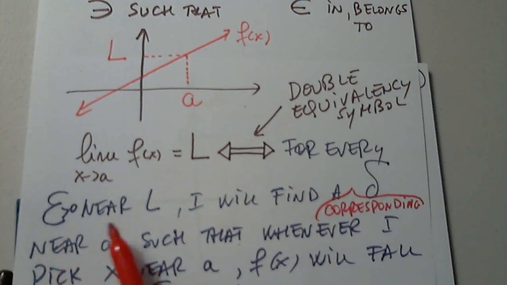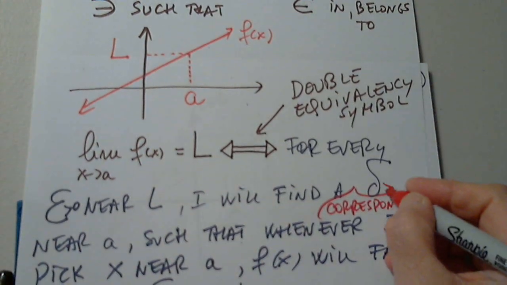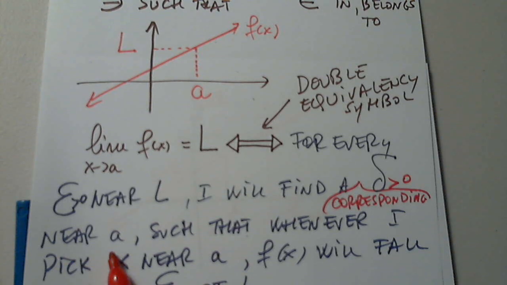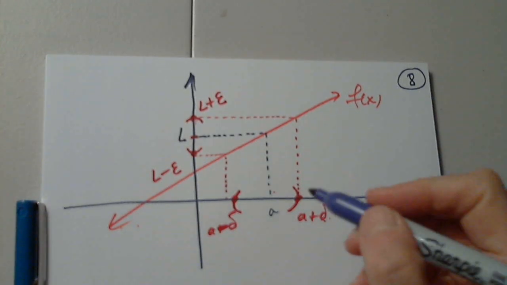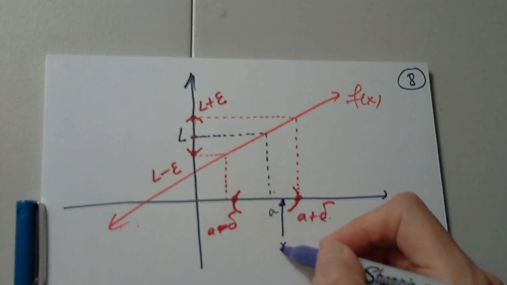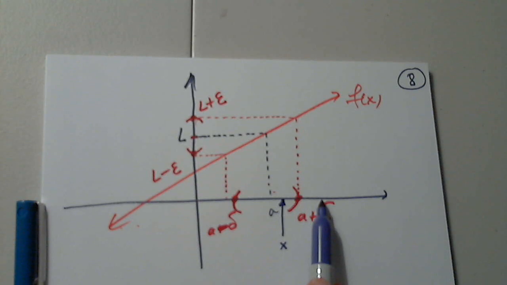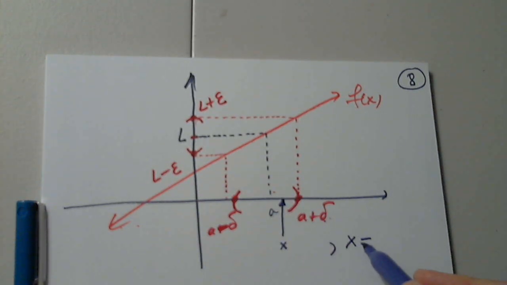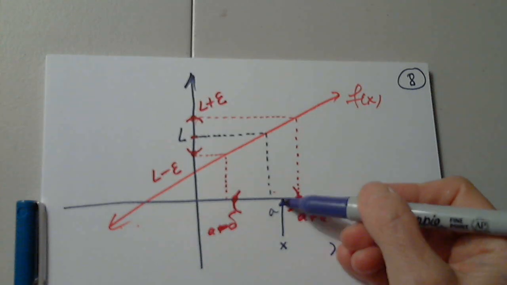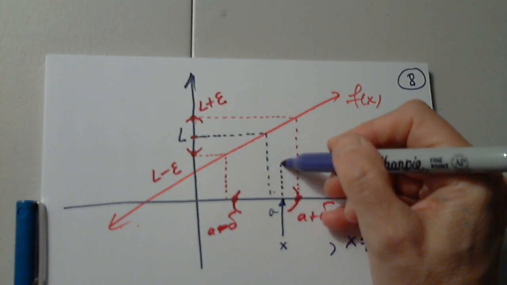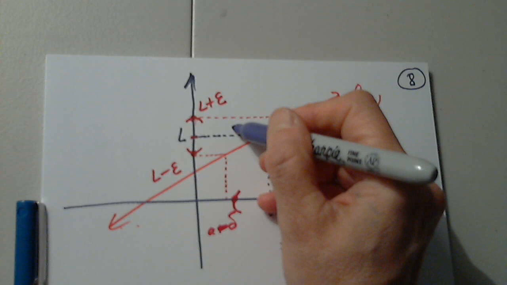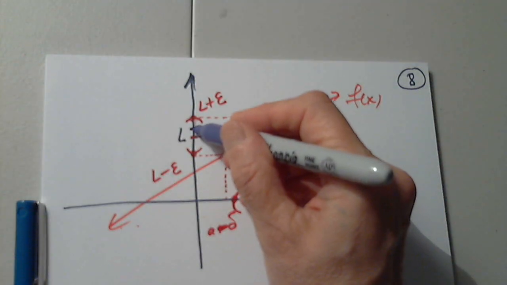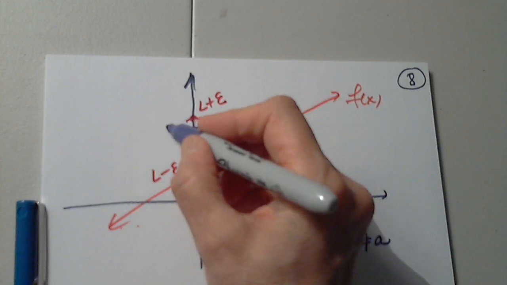For every epsilon near L positive, I will find a delta, of course also positive, near A, such that when I pick X anywhere between A minus delta and A plus delta, not A, we know X cannot be A, the corresponding f of X will be within epsilon away from the limit. This will be the f of X right here.